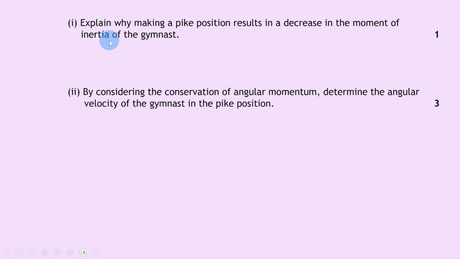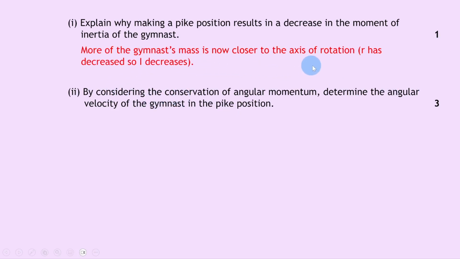B part 1 says explain why making a pike position results in a decrease in the moment of inertia of the gymnast. And there's 1 mark available for this. Well, we could say that more of the gymnast's mass is now closer to the axis of rotation, i.e. r has decreased, so I also decreases. And remember, that's because moment of inertia I and the distance from the axis of rotation r are directly proportional. So if one decreases, the other decreases.